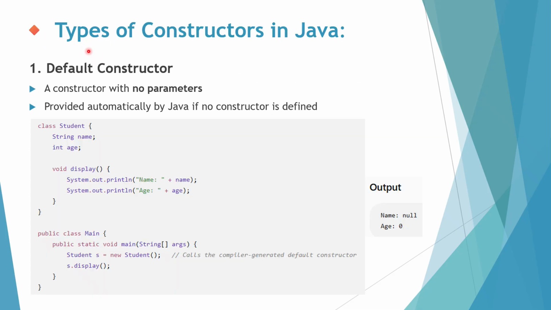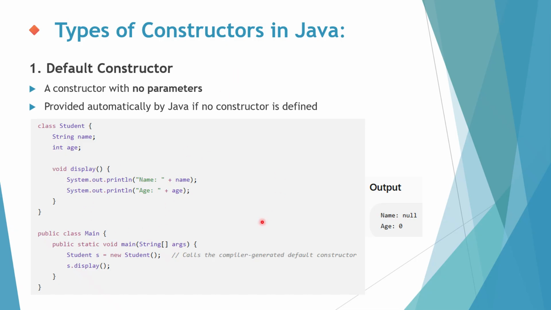Now let's see the different types of constructors in Java. The first type is the default constructor. A default constructor is a constructor automatically provided by the Java compiler if you do not write any constructor in the class. If you define any constructor, then Java does not generate the default constructor.